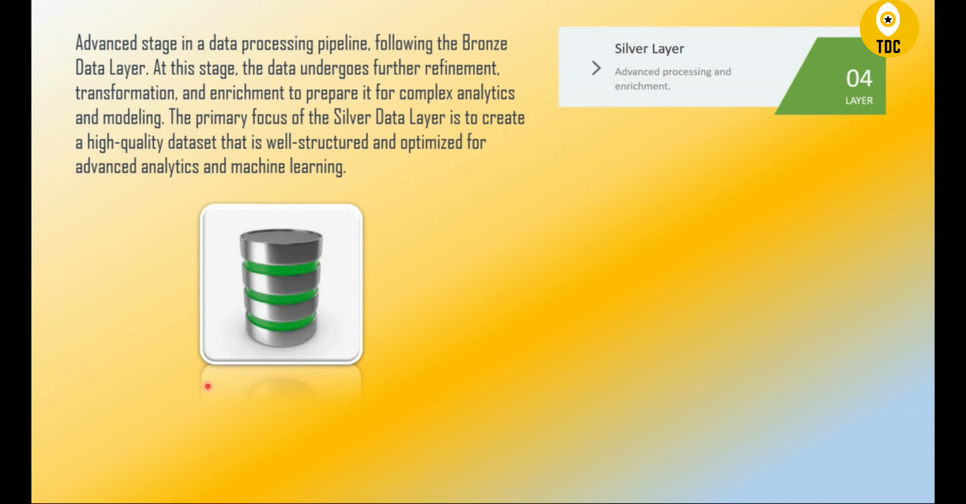Further, we'll move to the silver layer, which is also an advanced layer that comes after the bronze layer. In this layer, the data undergoes further refinement, transformation, and enrichment to prepare for complex analytics. So that is the difference, right? Here we are preparing data for complex analytics and modeling. The primary focus of the silver layer is to create a high quality data set that is well structured and optimized, right? Optimized for advanced analytics.